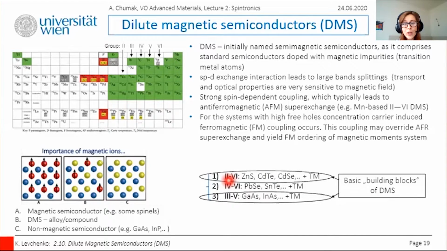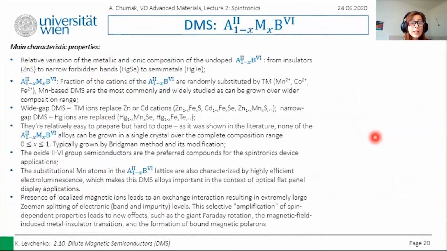And in the end, we obtain a nice DMS with a Curie temperature as high as 200 kelvins. So let us discuss these dilute magnetic semiconductor subclasses a little bit one by one. Let us start with II-VI.